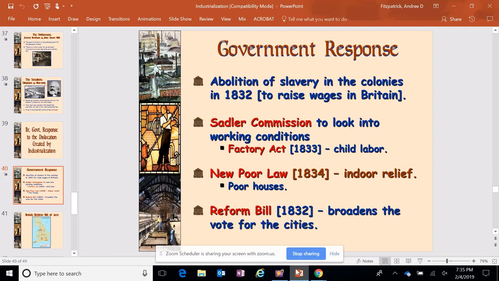And so there was later on a rebellion against the poor laws and the poor houses as being abusive places to live. The poor were basically treated like slaves in terms of their labor, or the houses were seen like prisons. But these were all efforts by the government to try to reform some of the problems that had developed as a result of the factory system.